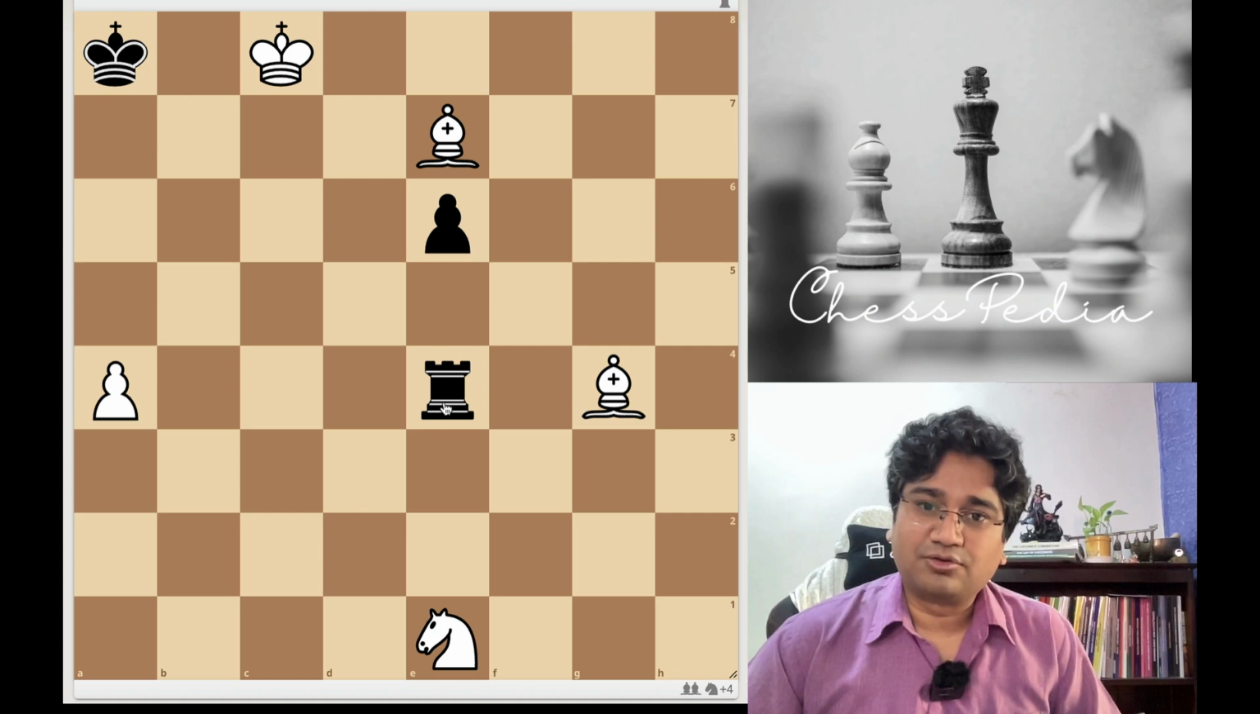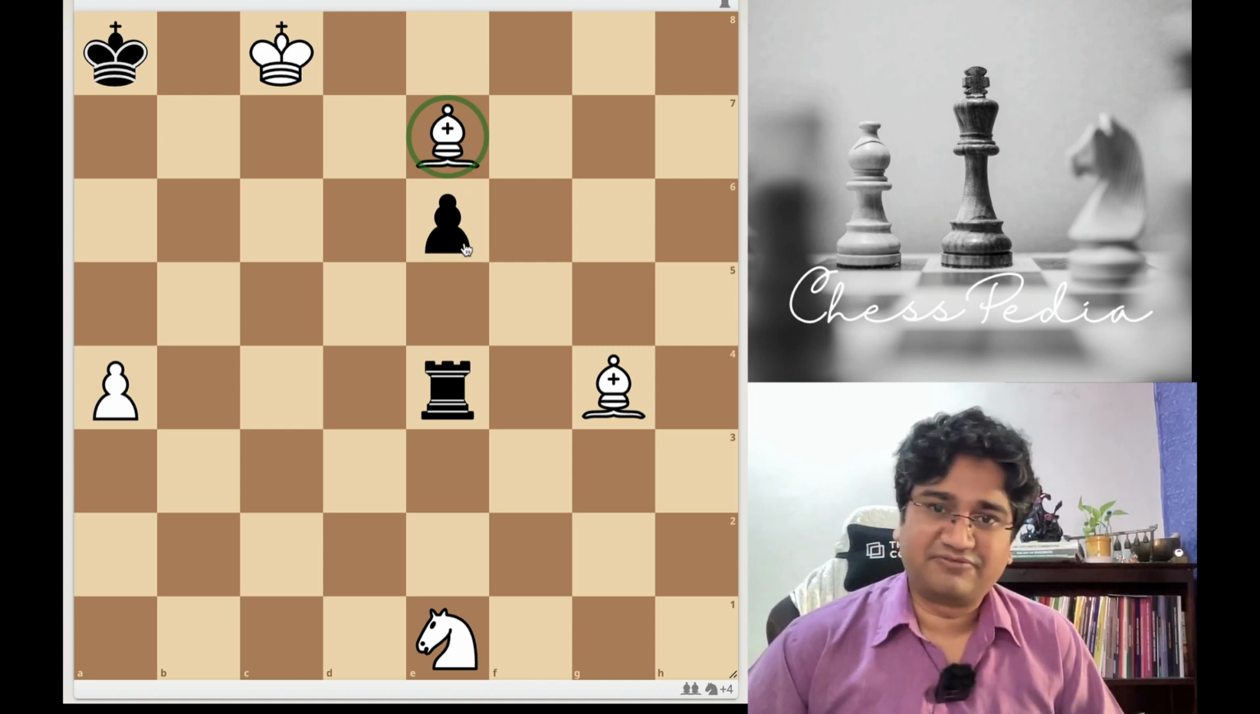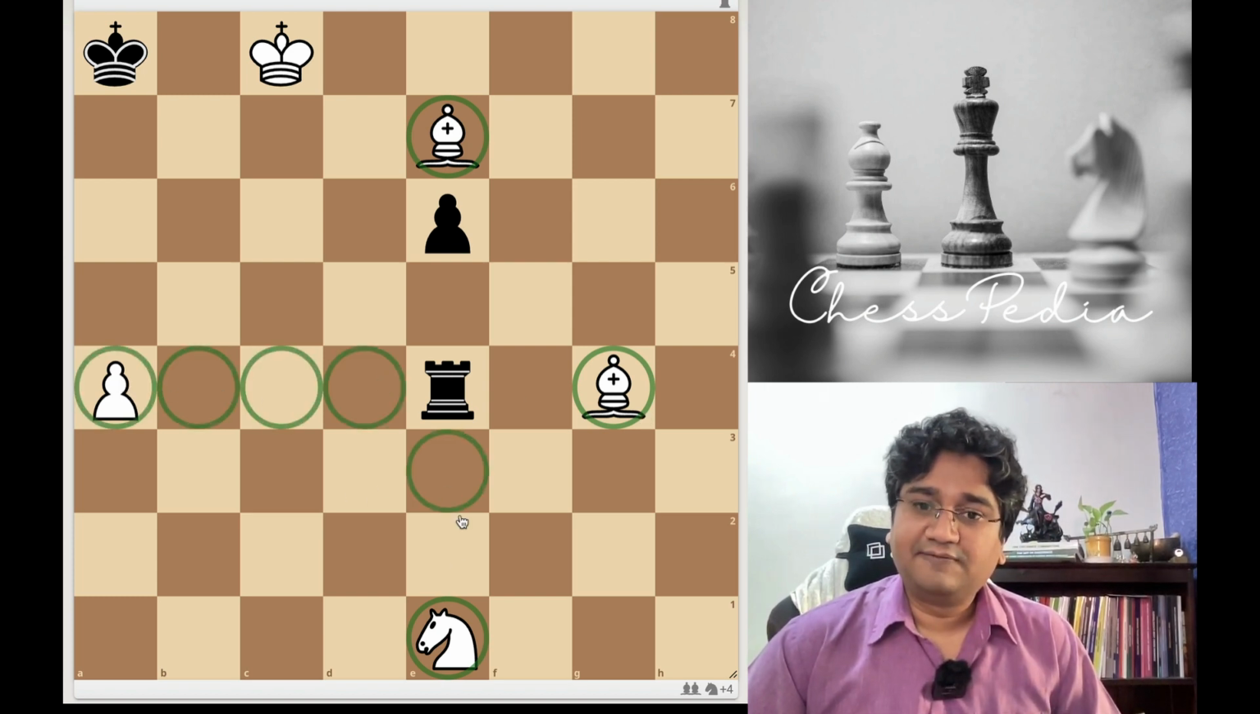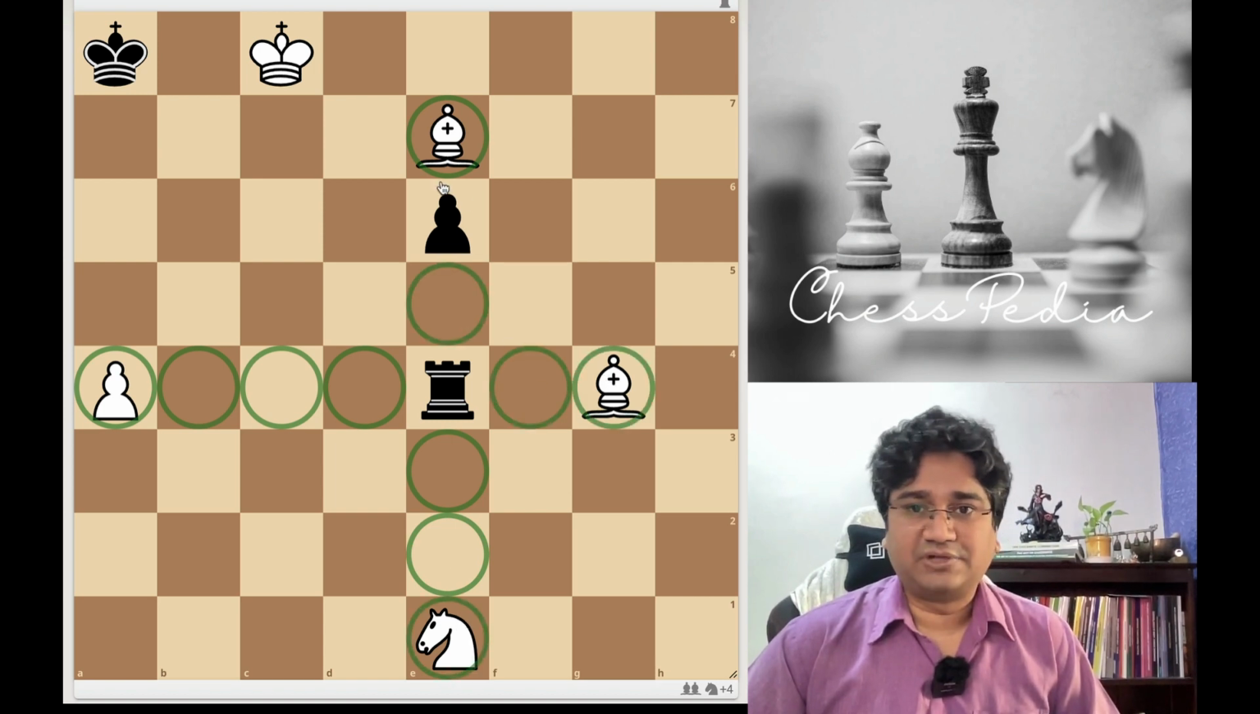Here, how many moves does the black rook have and how many captures? So this bishop cannot be captured because there is our pawn in front of it, and we cannot cross or jump our pawn. Our friendly piece, the rook cannot cross or jump or capture it. So only 1, 2, 3 captures we have here. How many moves do you have? 1, 2, 3, 4, 5, 6, 7, 8, 9, 10. That's all.